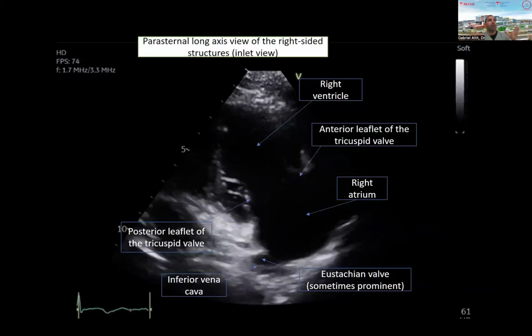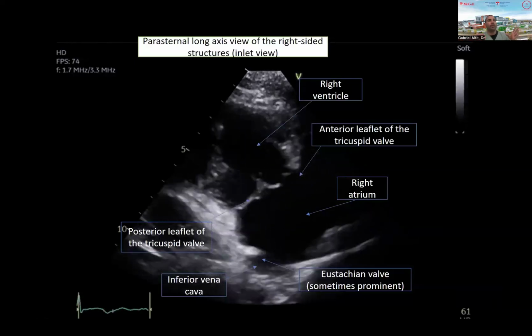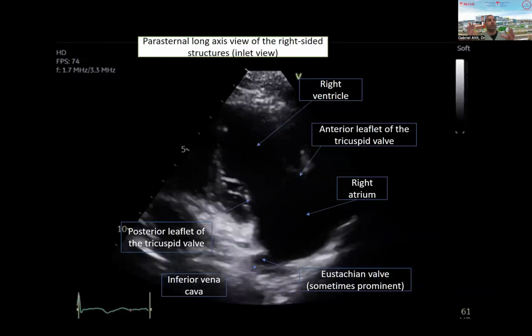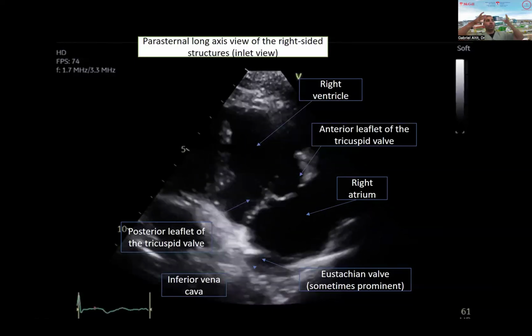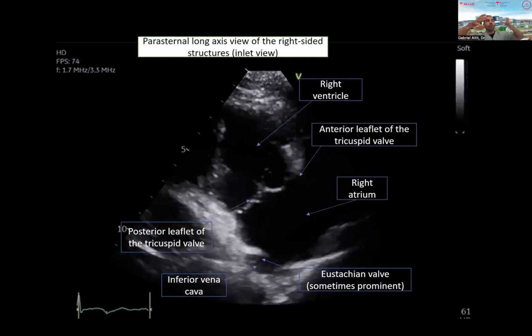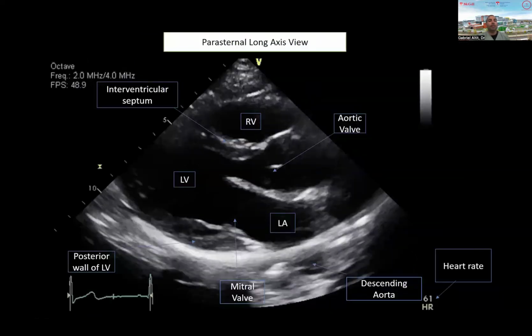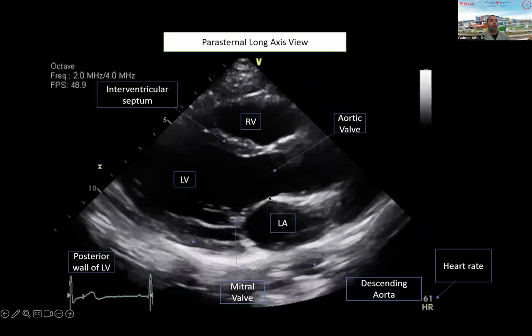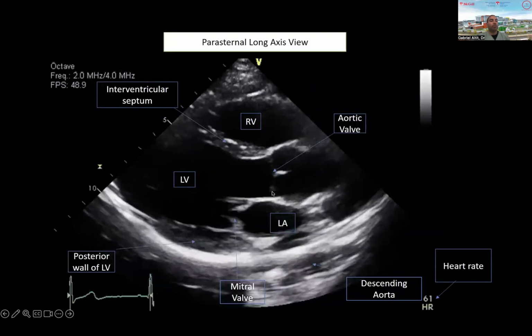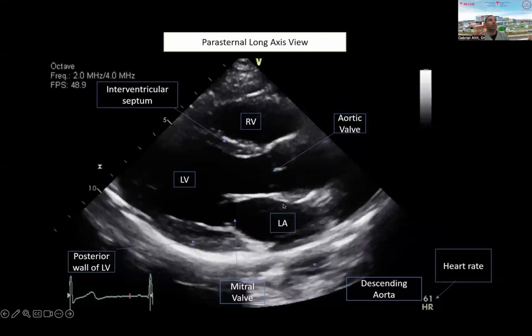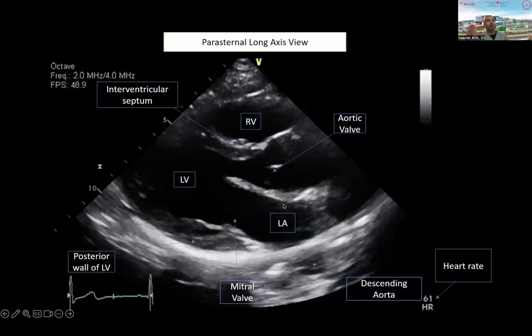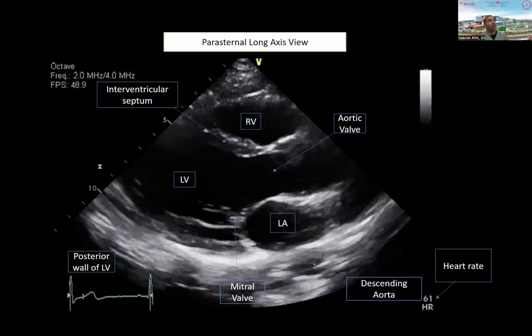The RV is a tripartite organ. It has an inlet, a body, and an outlet. And what's nice about the RV is that its outlet is very muscular. So it's a cone of muscle that sits just under the pulmonary valve. This is very different than the left ventricle, which doesn't have this cone of muscle. If you can see, the mitral valve and the aortic valve are actually abutting each other. So they have what we call fibrous continuity. So that's very particular to the LV, that there is mitral aortic fibrous continuity.